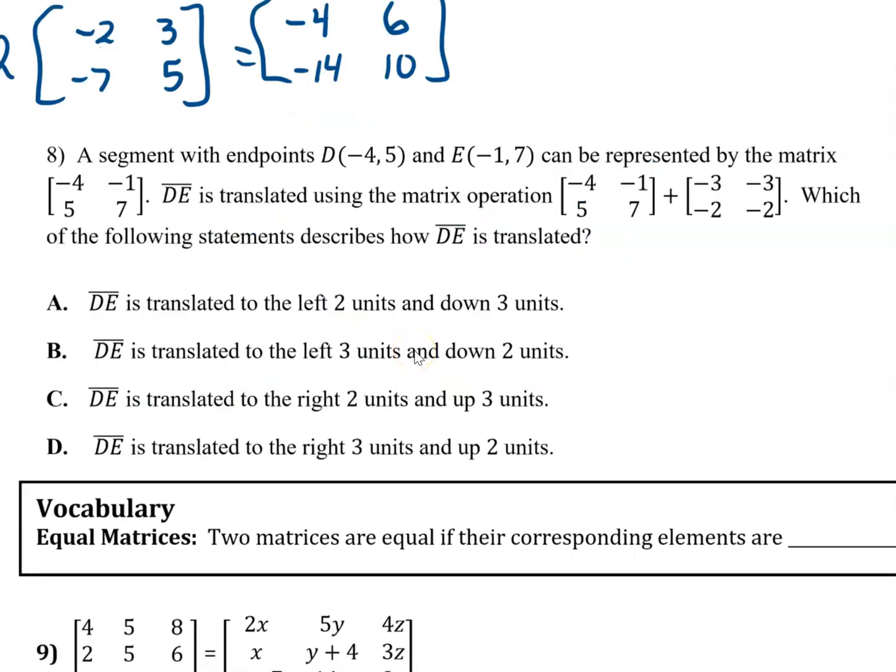For our next problem, we're told our line segment with our 2 endpoints. We're asked how the translation is working. Well, on the top of our translation is what we do for x. That's left 3. And on the bottom is what we do to y. That's down 2. I'm going to go left 3, down 2.